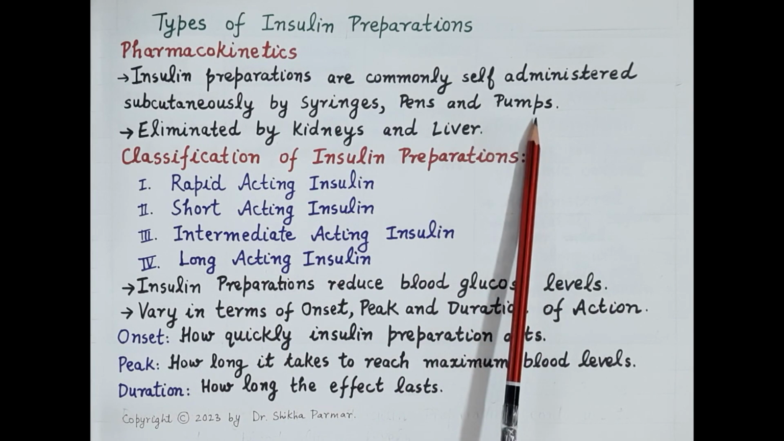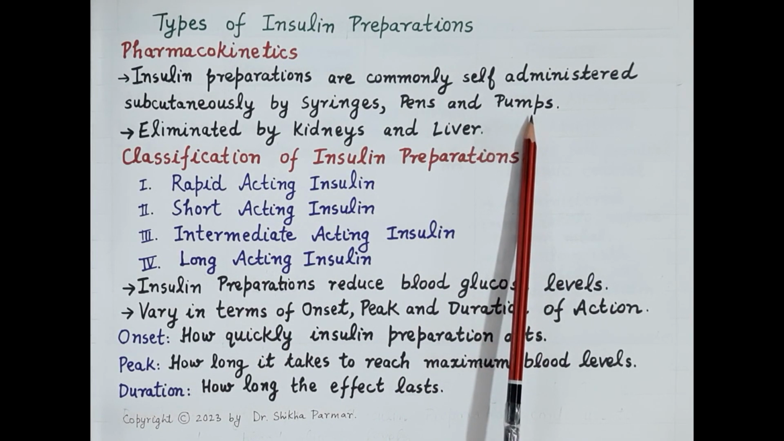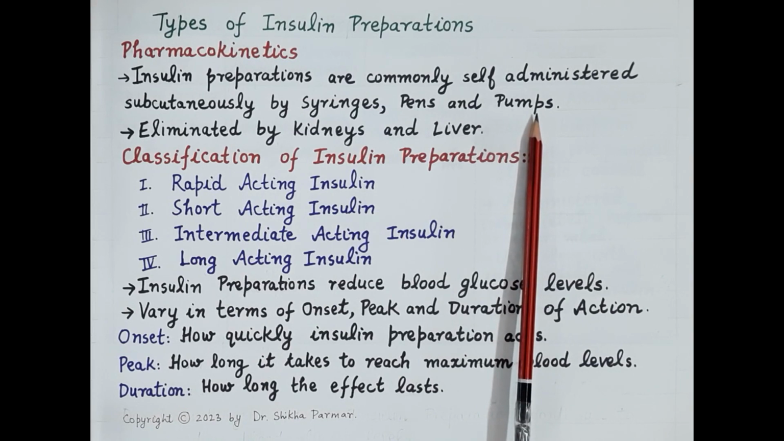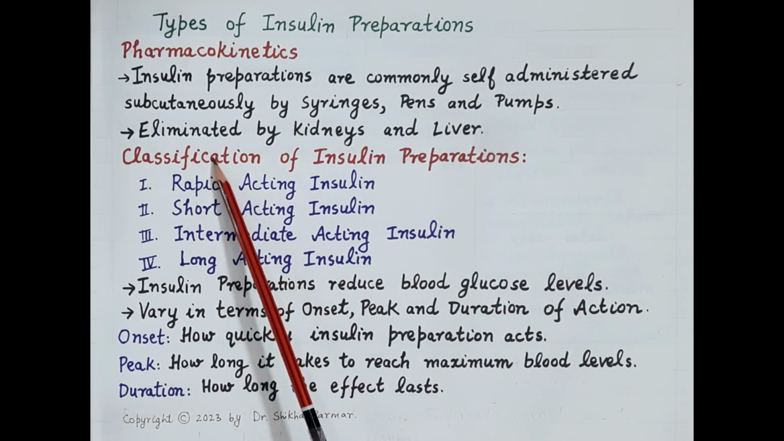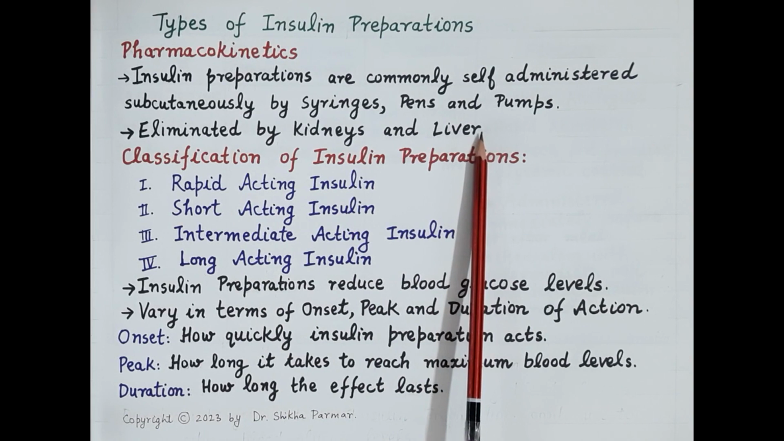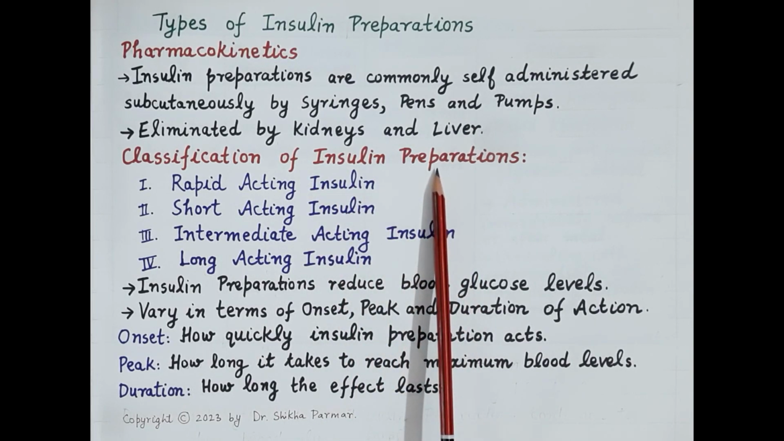It is used for some insulin preparations only during emergency, and that also in the hospitals under the supervision of a clinician or a healthcare provider. And these insulin preparations and their therapeutic effect are monitored continuously. Now, insulin is eliminated by kidneys and liver, and thus renal dysfunction reduces clearance of insulin preparations and increases the risk of hypoglycemia. Now, let's classify the insulin preparations.